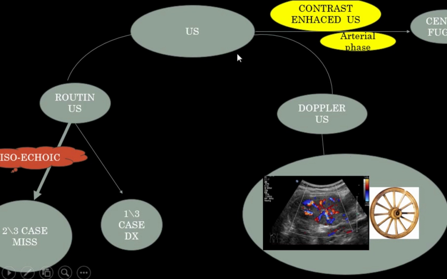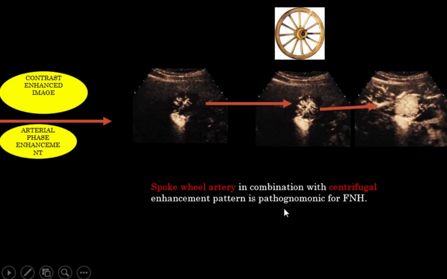And how it appears when contrast is given in the arterial phase: this lesion has a centrifugal pattern. This image is from contrast-enhanced ultrasound in the arterial phase. As I said, in the lesion we have a central artery, and the first thing that enhances is the central artery. Here's the central artery, and gradually enhancement goes toward the periphery. This is opposite to hemangioma, where enhancement starts from the periphery. This starts from the center toward the periphery. This pattern of enhancement is called centrifugal.